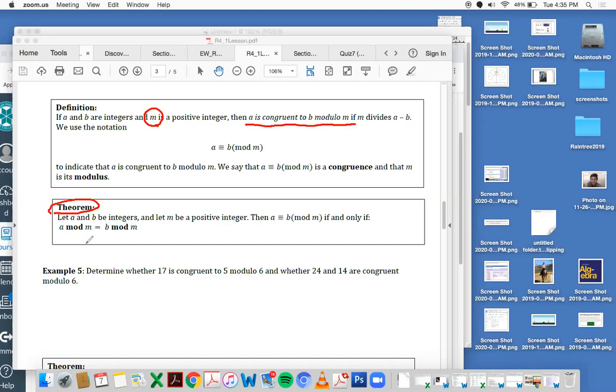You can think of this as trig again. I don't know why I keep mentioning trig. Let's think of the unit circle. In the unit circle, the modulo is 2 pi or 360 degrees. So if I give you two angles, let's say 45 degrees and 405 degrees, 405 minus 360 is 45.